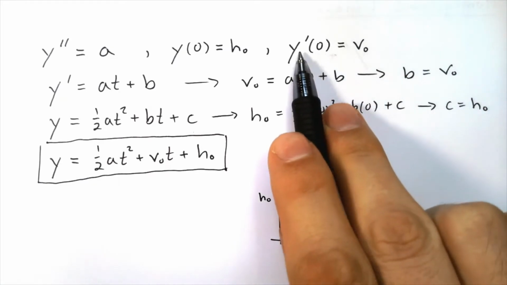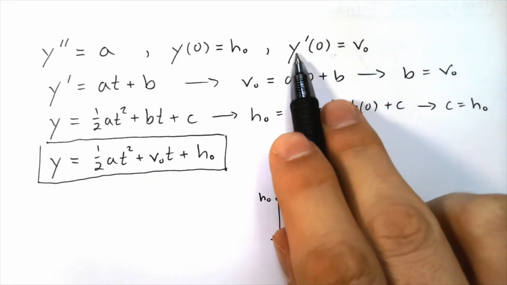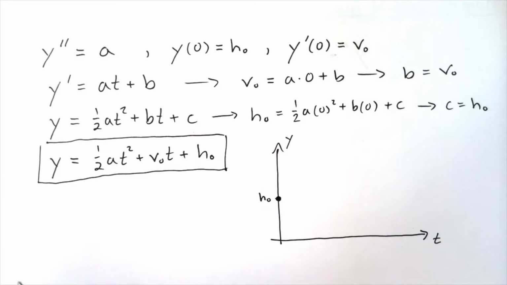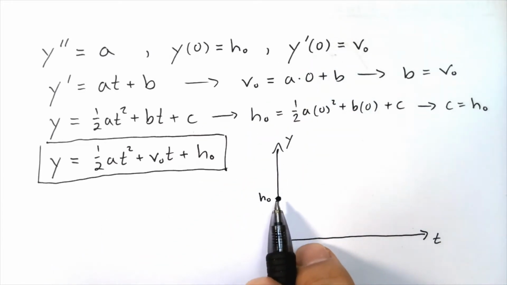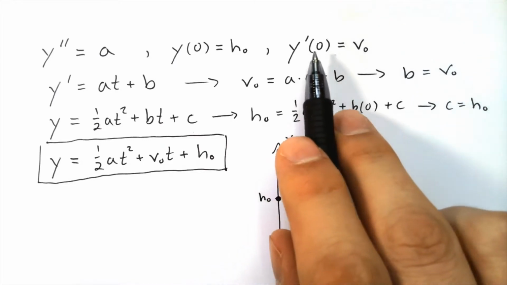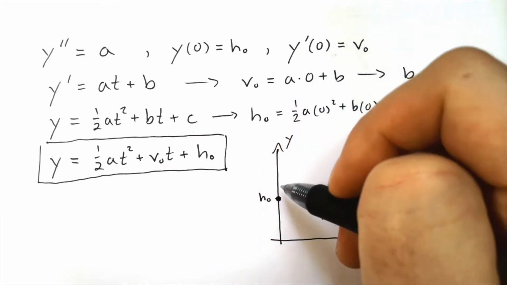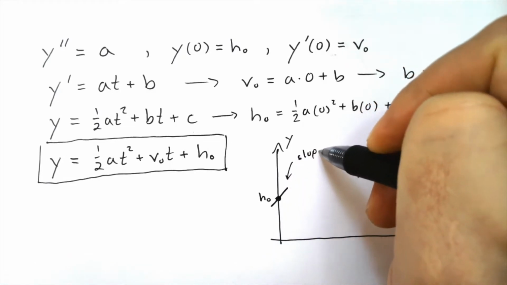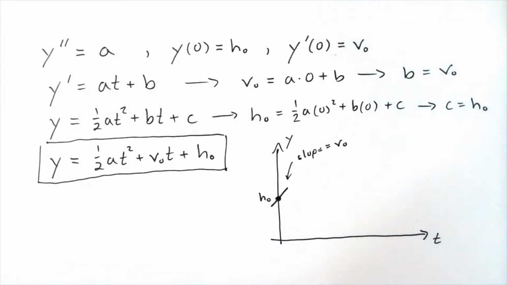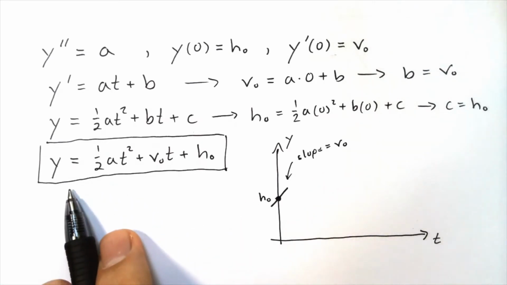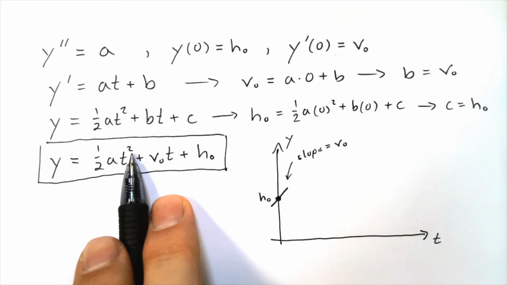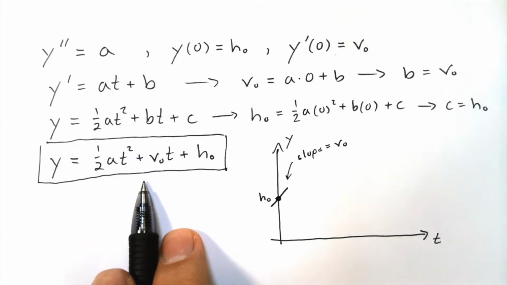And then when we say y prime of 0 equals v0, well, y prime is the slope of the graph of y. So we're specifying not only the initial point that the graph has to pass through, but we're also designating its slope, right? So we're saying that the slope is equal to v0. And if we investigate this expression a little bit more closely, we see it's a quadratic, and so we know it graphs as a parabola.